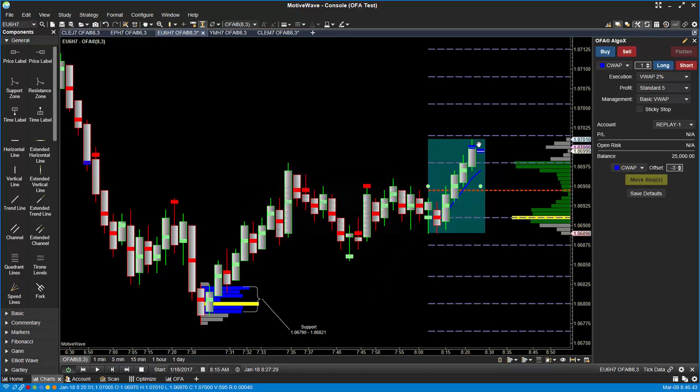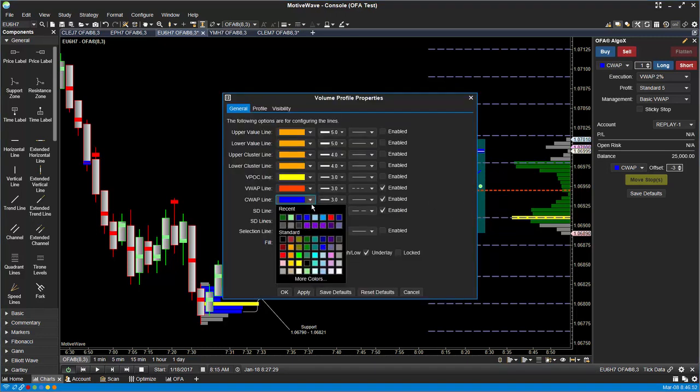Now that we've begun presumably a swing higher, my focus should be on 2 points. The CWAP, which is this blue line, and I'm going to go in and I'm just going to make that a little bit brighter so that it stands out.